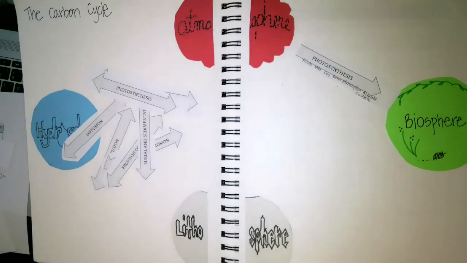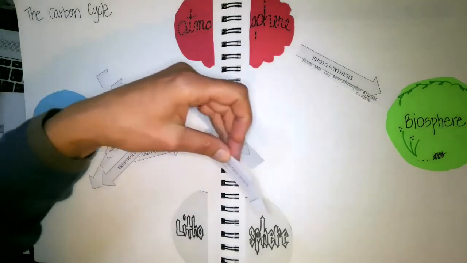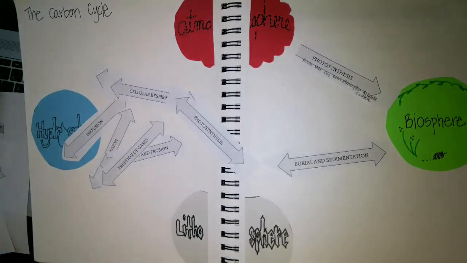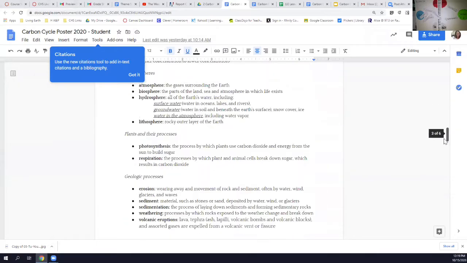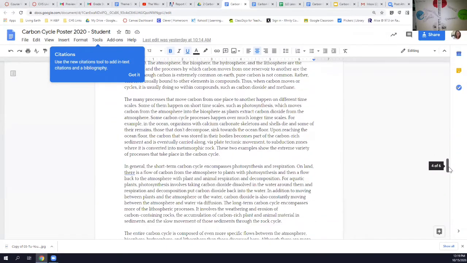to another. Now, it's possible that you might see some of these arrows and you could say, I don't know what this is. And that's when you want to go ahead and look at the helpful hints that are on this sheet that you got. What is burial and sedimentation, you might ask? Let's go down to the end and read about the carbon cycle.